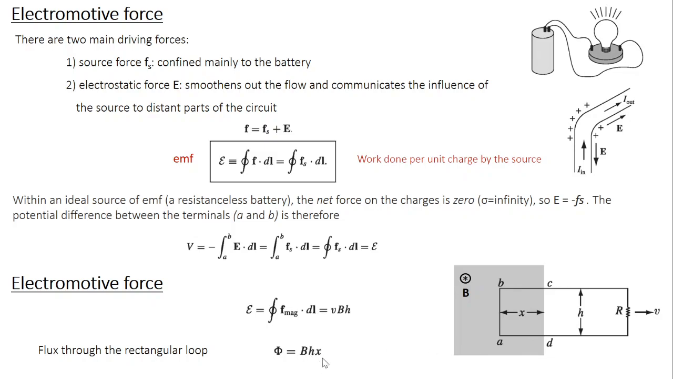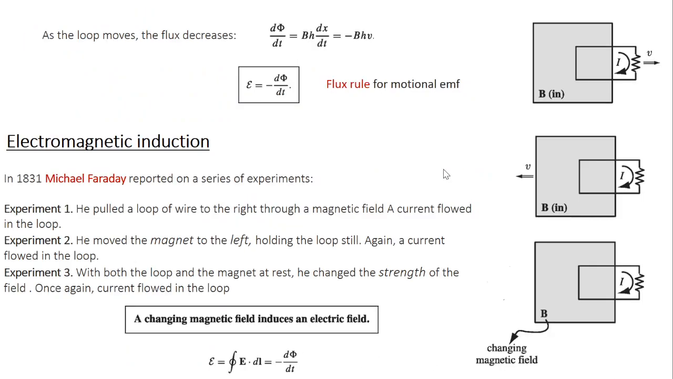Now when you move the loop through the magnetic field, the flux is going to change. Since you are moving it towards the right, flux is decreasing. So you can write the decreasing flux as dΦ/dt equal to Bh dx/dt. dx/dt is the velocity v. So this is equal to minus Bhv. The negative sign is here to indicate that flux is decreasing.